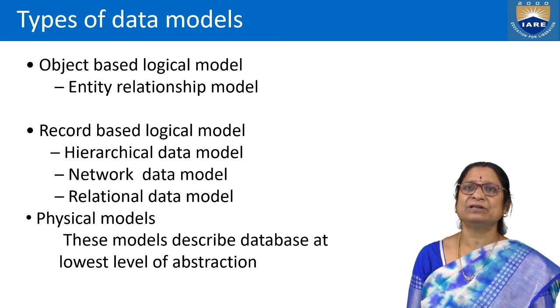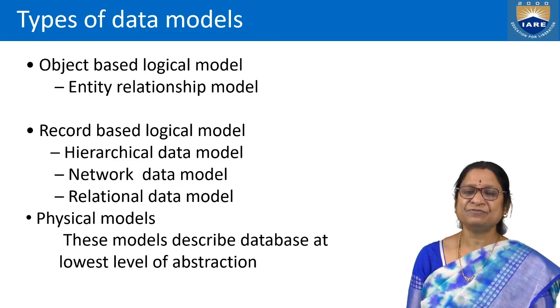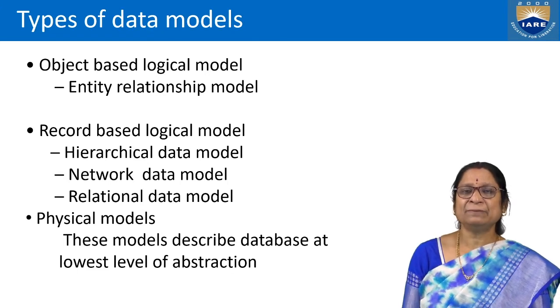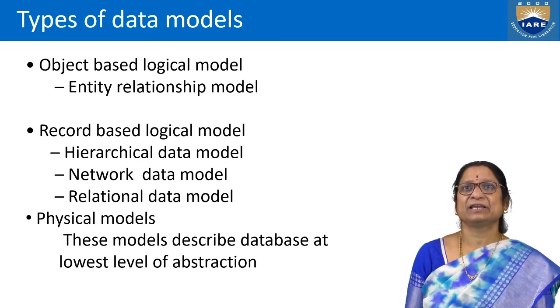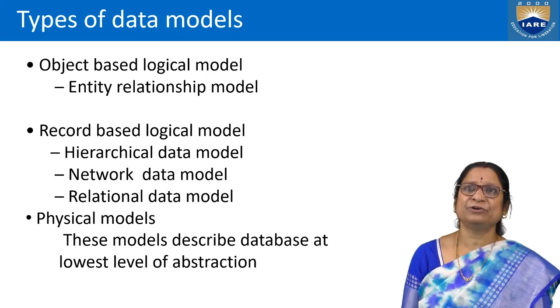As these logical models consider, there are two categories of logical models: object-based logical models and record-based logical models. The basic difference between these two is what is the base for this particular category of the logical model. What does the base mean? You can consider it the building block. In an object-based logical model, objects are considered as the building block.